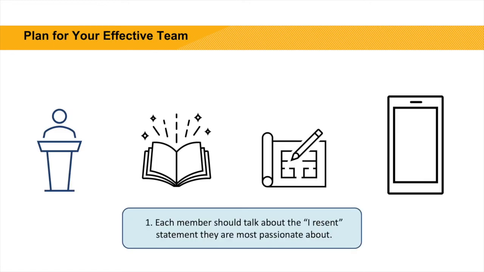Now that we've discussed how to make a team plan more actionable, it's time to plan for your effective team. First, each member should talk about the I resent statement that they are the most passionate about. Why are you passionate about it? Be sure to share specifics with your team and include what this I resent statement really means to you.